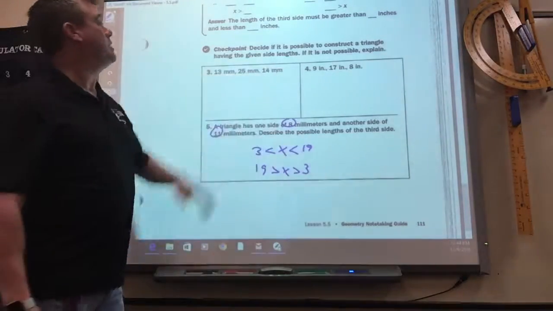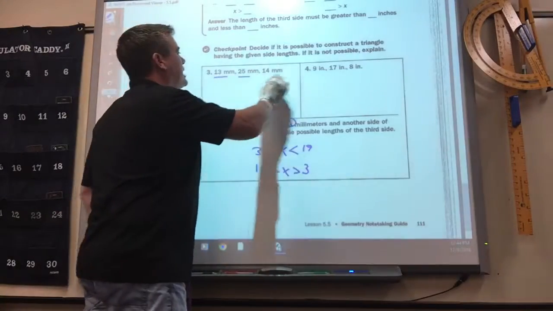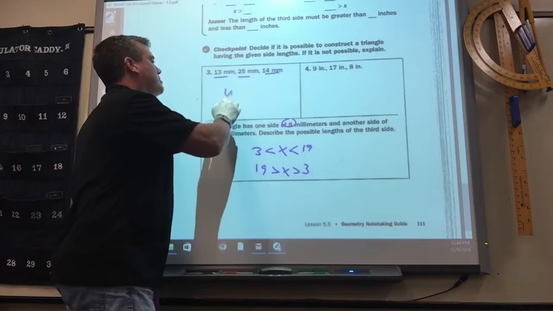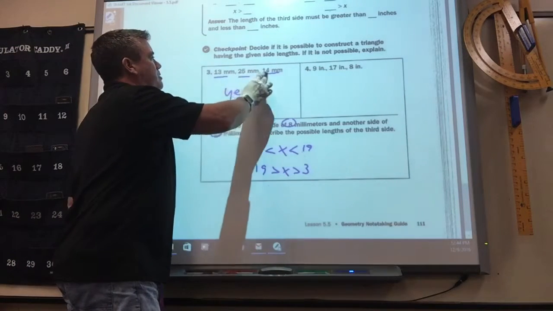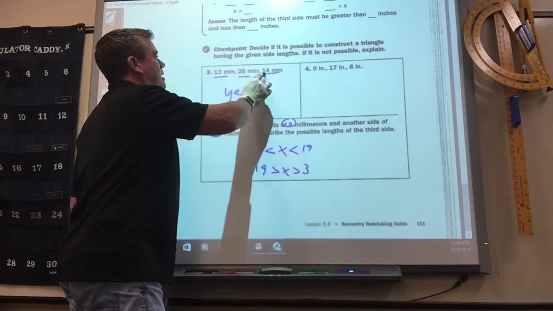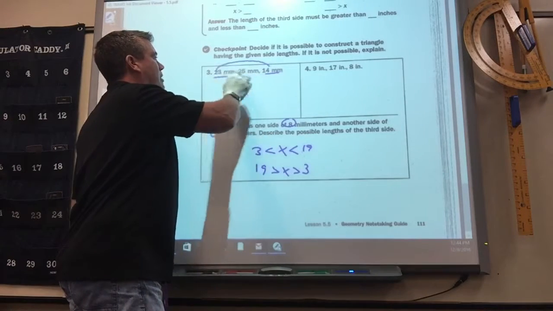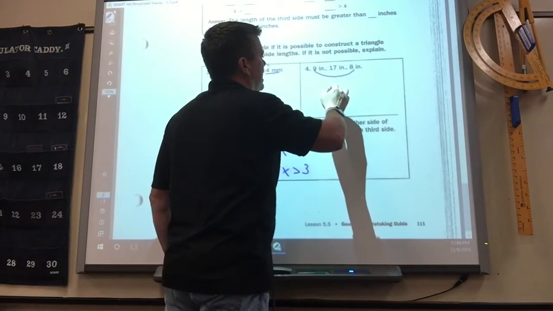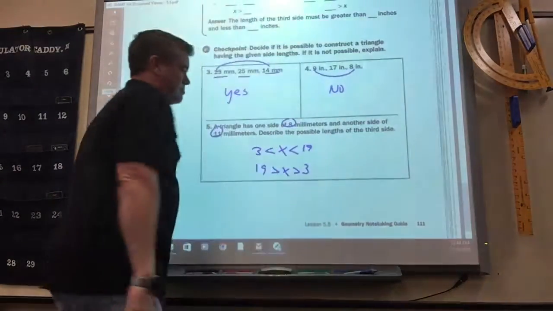And then the other part is, would these three, yes or no, form a triangle? Yes. These two add up to more than that, these two add up to more than that, and these two add up to more than that. No, because 9 and 8 is exactly 17. Good job.